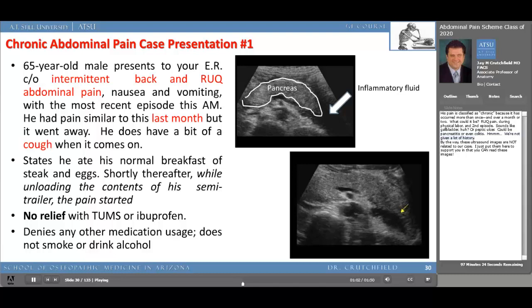We're not given a lot of history here. And by the way, these ultrasound images are not even related to the case. I put them here to show that you can, in fact, read these images. I've outlined the pancreas for you, and the arrow shows fluid in the abdominal cavity in the retroperitoneum. In other words, an inflamed pancreas known as pancreatitis, not related to our case.